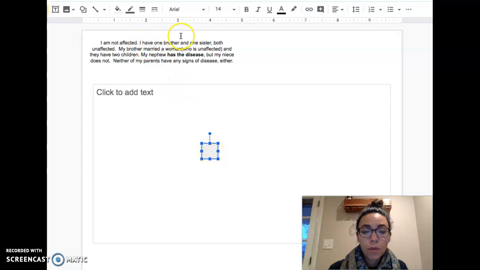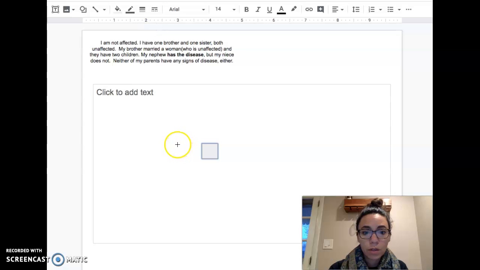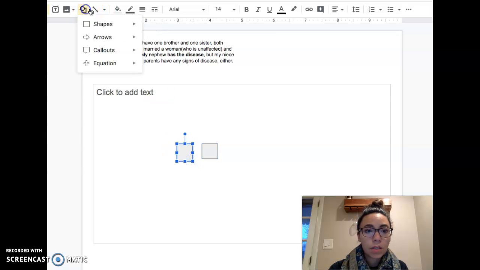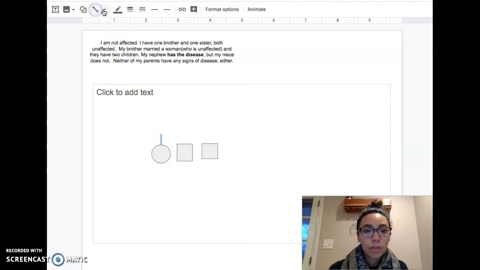I have one brother and one sister, both are unaffected. So I've got one brother, I'll insert another square. And one sister, I can now do a circle. Neither are affected, so I'm not going to shade them in. And you can also use these lines to show that they're siblings.